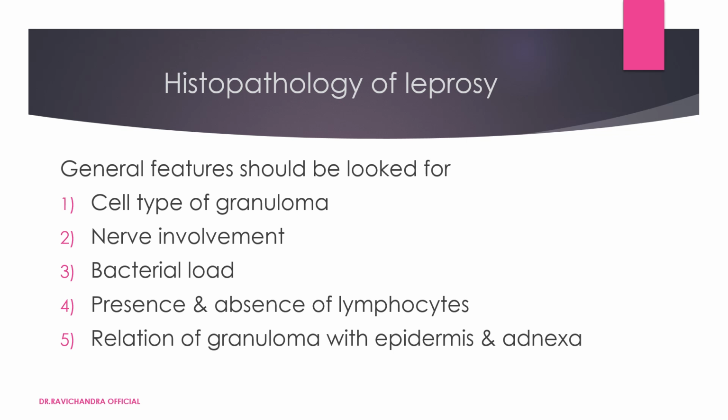Histopathology of leprosy. We have to look for the general features, cell type of granuloma, the nerve involved, bacterial load, presence and absence of lymphocytes, and relations of the granuloma with epidermis and adnexa. So, five features. One is cell type of granuloma, whether nerve is involved or not, bacterial load, and presence or absence of the lymphocytes, and relation of the granuloma with epidermis and adnexa.